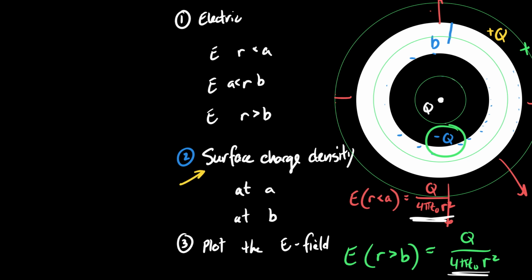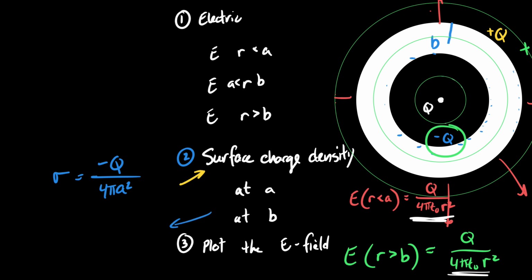So what is the surface charge density at A? Well, A is on the inside of the conductor. The surface charge density will be the entire charge on the inner surface of the conductor, minus Q, divided by the surface area of the sphere, 4 pi A squared. This is the surface charge density on the inside edge of the conductor. Remember, density is charge over shape. Again, density is charge over shape.